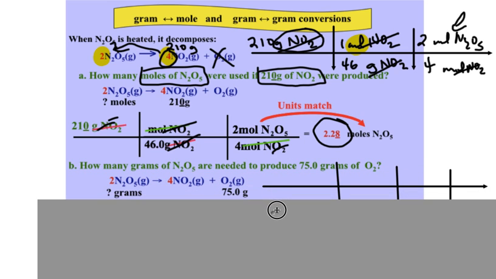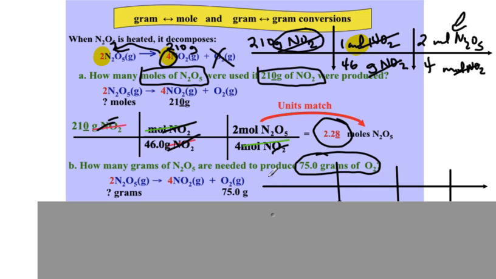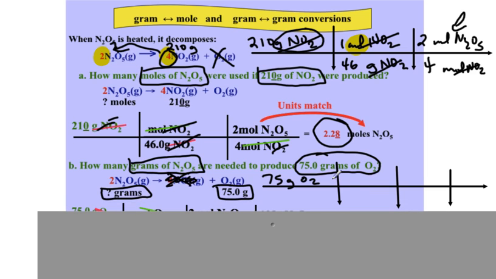Next problem. In this problem I'm given 75 grams of O2. So immediately 75 grams of O2 goes right there. They're asking me how many grams of N2O5. Well, I have this value and I need that value. I can ignore that for right now because I'm basically going from here to here. I'm not ready for the turkey right now because I have grams up there. I can put the mole ratio in, which is going to be a 1 to 2 ratio using the coefficients, once I get moles in the upper part of my grid.